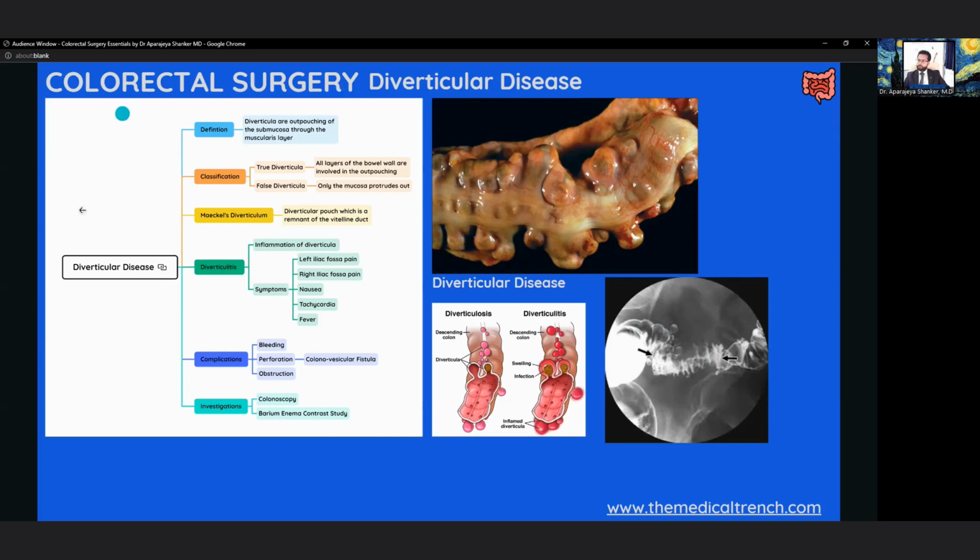Okay, so if your topic is going to be on diverticular disease, make sure that you mention that diverticulosis is the normal presence of diverticula without any symptoms, whereas diverticulitis is the inflammation of the diverticula. Okay.